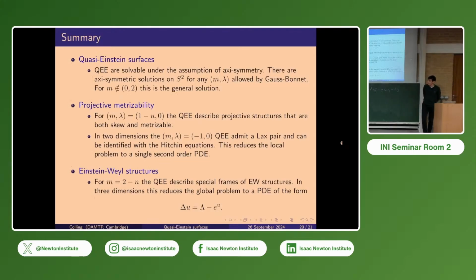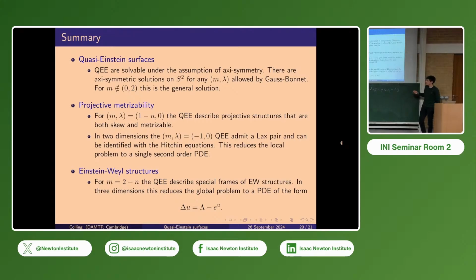So the last point. Einstein-Weyl structures in dimension 3 are integrable. So it's an integrable system. But this equation, Laplacian of u equals constant minus e to the u, is not integrable. How can it be that one is a reduction of the other?